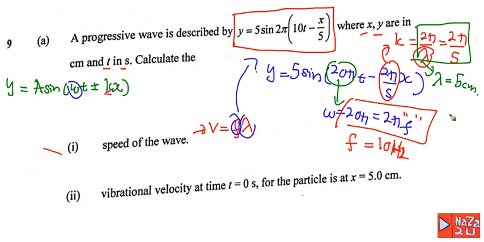Okay class, now you can use the equation for v, because the frequency is equal to 10 and lambda is equal to 5 cm, which converts to meters as 5 times 10 to the power of minus 2. So now v is equal to 0.5 meter per second.